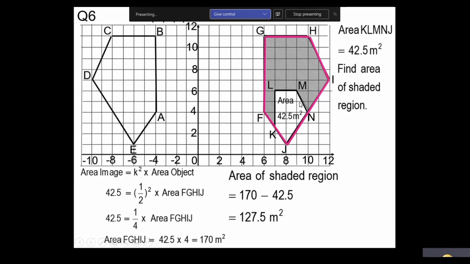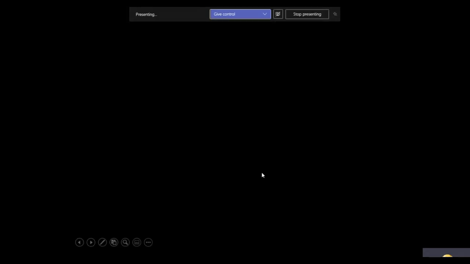You have to play around with the formula. Okay, remember this formula. Okay, area of image equals to k square, k is scale factor, multiply area of object.